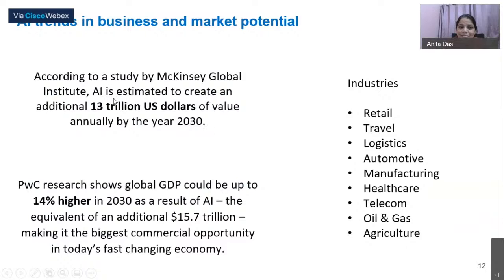Okay, so this is a big number. And also, while discussing all those applications, we saw that across domains, maybe travel, logistics, automotive, oil and gas, agriculture, everywhere we saw the application of AI.